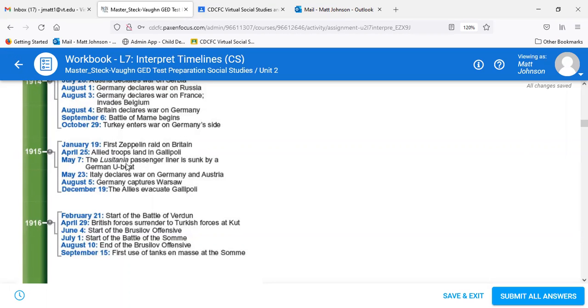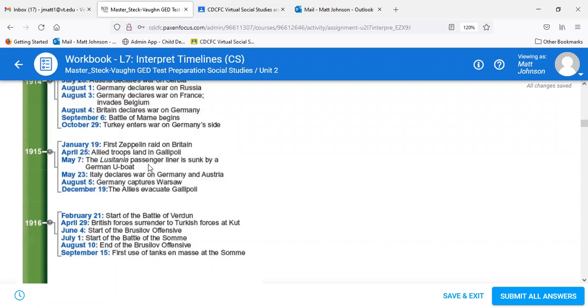Here's an important one for the American entrance in the war. The Lusitania passenger liner is sunk by a German U-boat, and that had American passengers on it. So there was a push after that for America to enter the war on the side, of course, of Britain and France. Then May 23rd, Italy declares war on Germany and Austria. August 5th, Germany captures Warsaw. December 19th, the Allies evacuate Gallipoli.